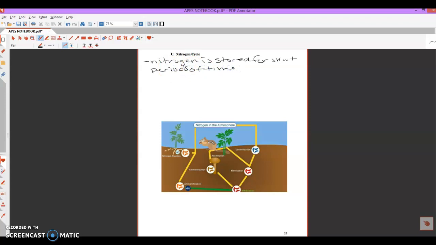All right. Now, the question that you're going to get asked frequently is, what is the largest reservoir of carbon, I'm sorry, not of carbon, of nitrogen on the planet? Where is most nitrogen found on Earth? And it's actually going to be in the atmosphere. So the atmosphere is a major reservoir.